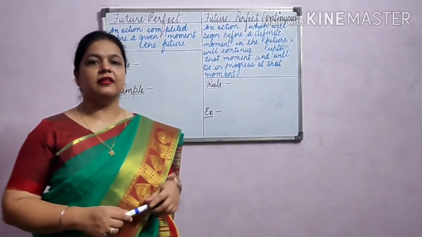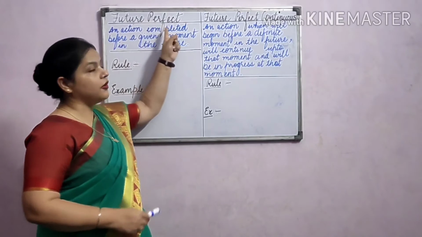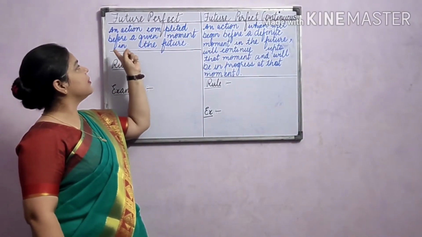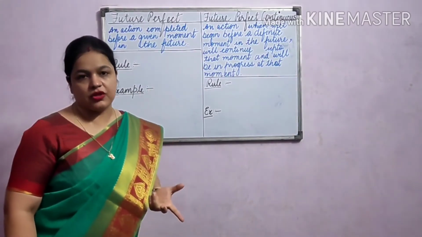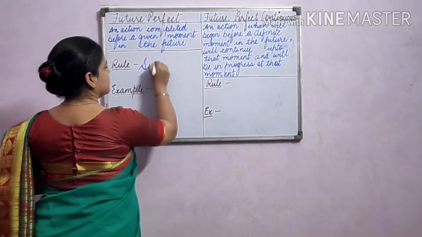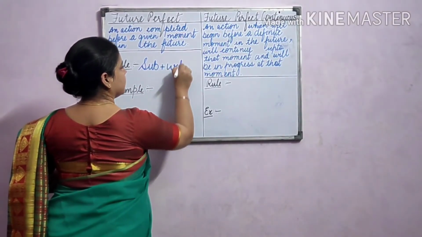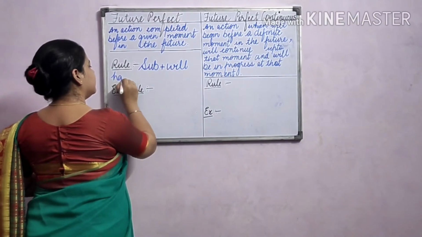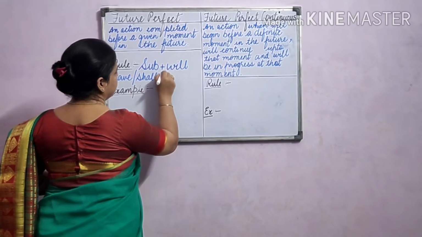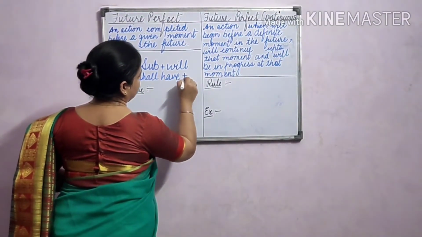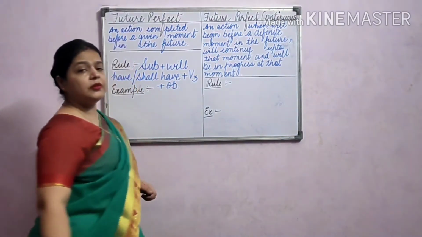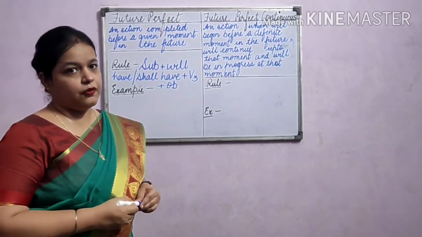Students, now let's study the third subkind, future perfect. It denotes two such actions completed before a given moment in the future. And the rule of this tense is subject will have, or shall have, verb third form, object. Verb third form means past participle form of the verb.